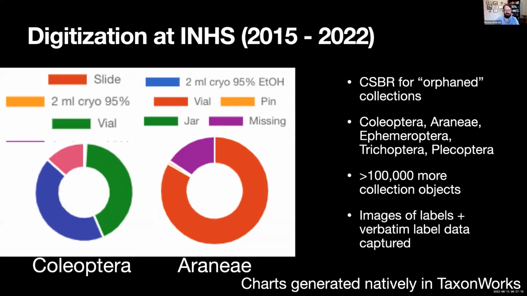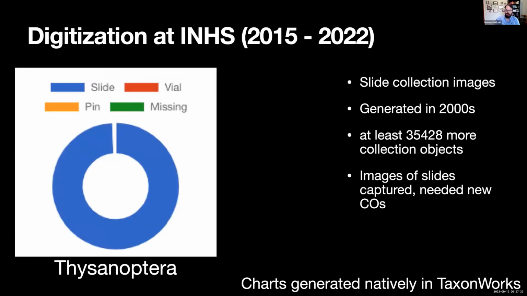This was alongside the beady spider collection at Southern Illinois University. And we were capturing images of labels as well as verbatim labeled data from those specimens, so generating more digitized objects there. And then to go back even farther, in the early 2000s, a different project had started to photograph our entire slide collection at a very gross level, doing images of slide trays and adding database labels.